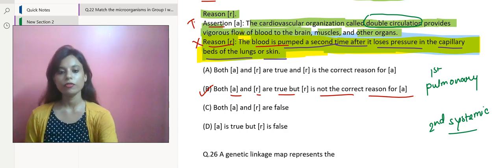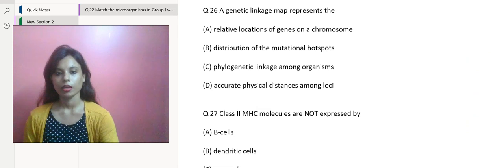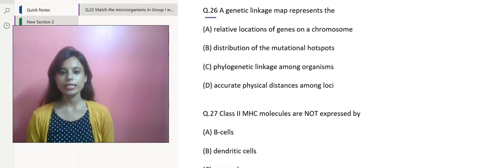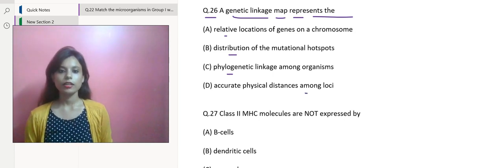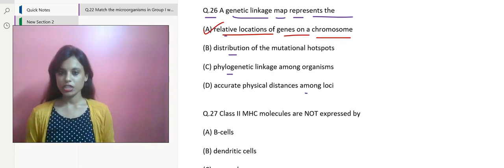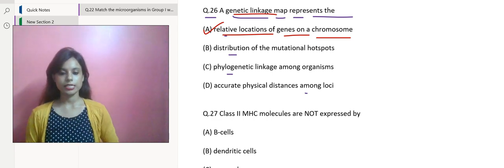Okay, let's move over to the next question now. We are focusing on question 26. A genetic linkage map represents what? Let's go through the options. Relative locations of genes on a chromosome, distribution of mutational hotspots, phylogenetic linkage among organisms, accurate physical distances among loci. Here, your correct answer would be the relative locations of genes on a chromosome. Genetic linkage map represents this thing.